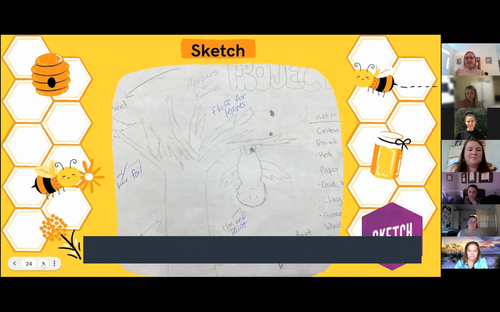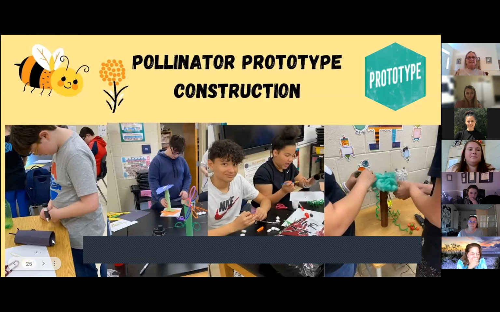So this was off the cuff student interest. They just kind of brought it up. So of course we did our sketch of the pollinator, and this is an example of one. You can kind of see where they wrote in a different color. Those were changes that they made, modifications that they did as they were starting to build their pollinator. And this is them constructing.